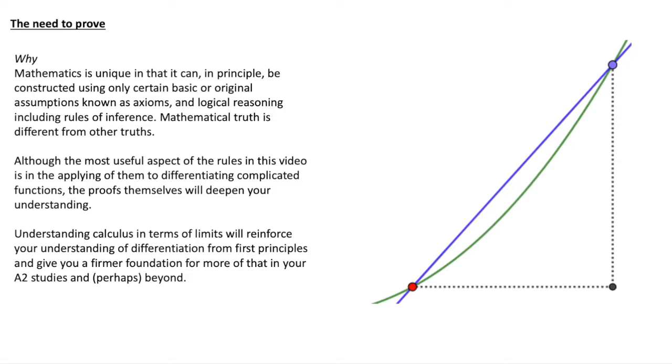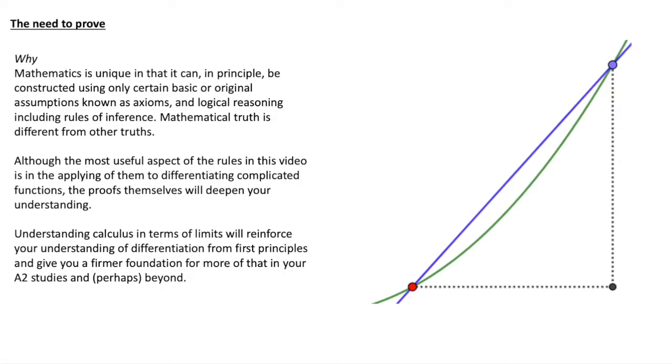And you probably recognise that diagram on the right, where when we move the blue point down the curve, eventually we get the tangent, and that gives us our delta y over delta x, which in the limit becomes dy by dx. You may remember that from AS. But reinforcing it will give you a firmer foundation for more differentiation from first principles, which will be coming up in your A2 studies, and will perhaps help later on as well.